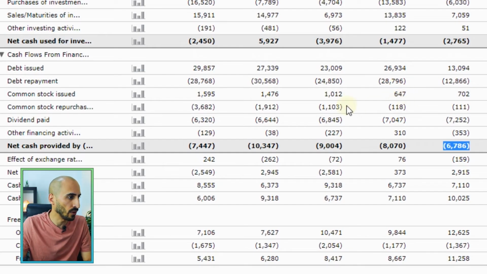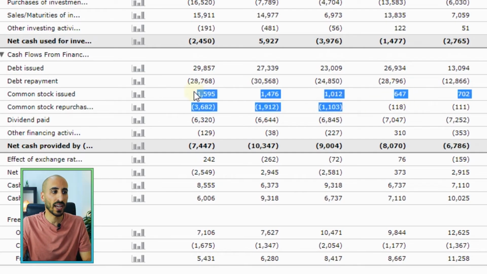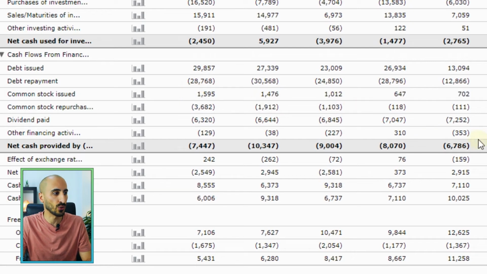Now, Coca-Cola didn't buy so many shares back in 2020 and 2021. But if you look at the years before, you'll see that usually they buy back their stock much more than they issue new stock or sell their stock. This is something that Buffett likes in a company, when the company uses excess cash to buy back their own stocks instead of paying out dividends.